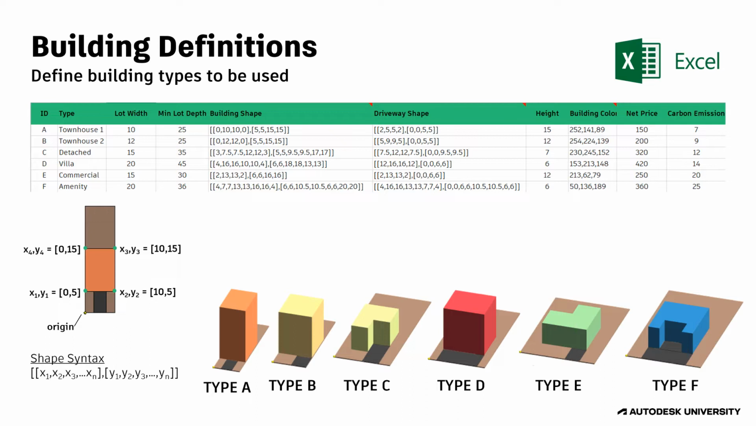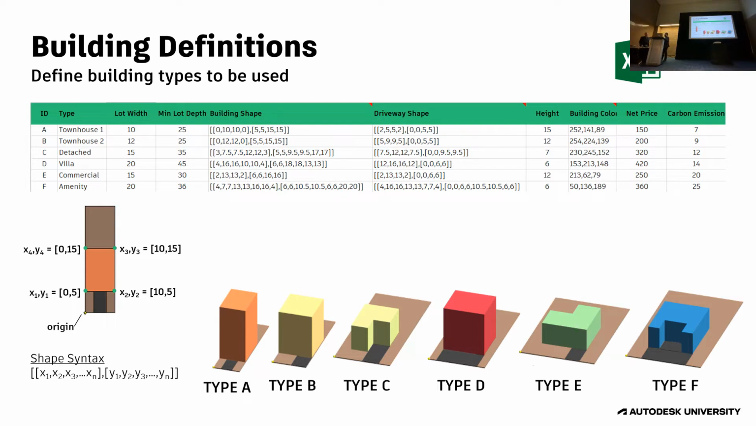We've put together an Excel spreadsheet that gives an ID tag to every single building type we want to place, gives it a type, a description if you will, defines how big the lot wants to be in terms of its width, how big the lot wants to be in terms of its depth, and then starts to define the building shape.